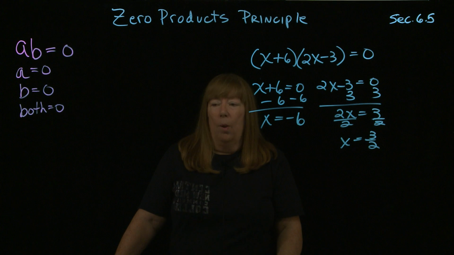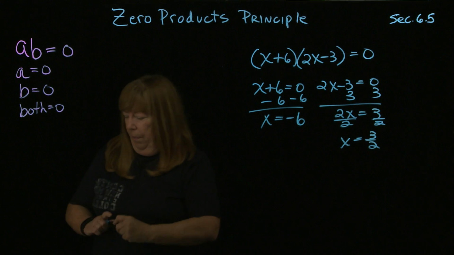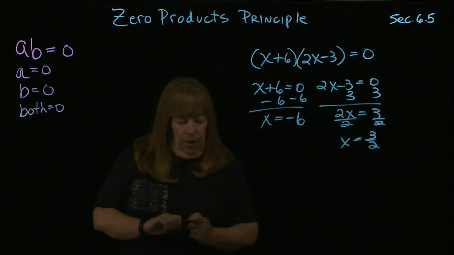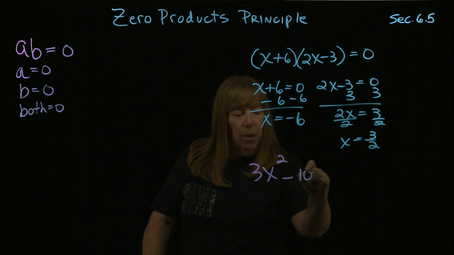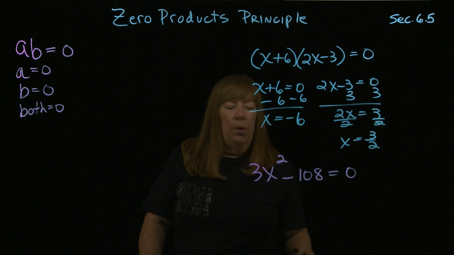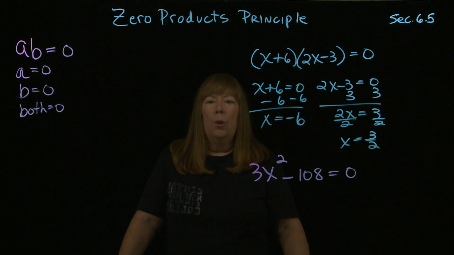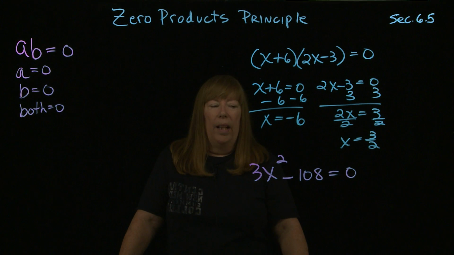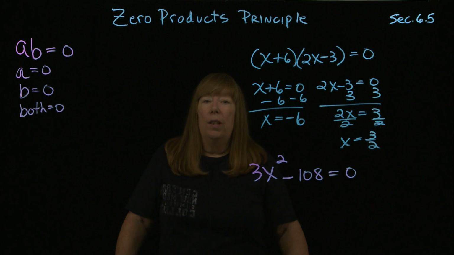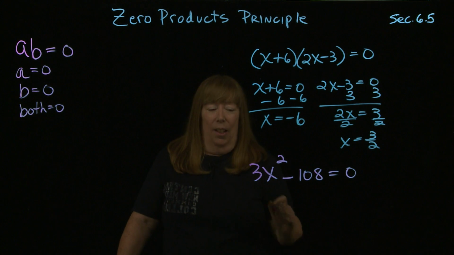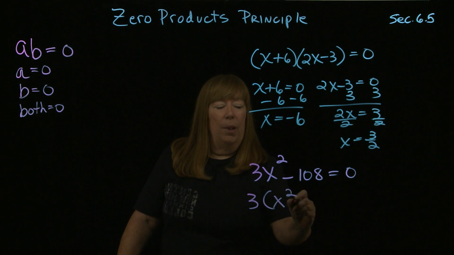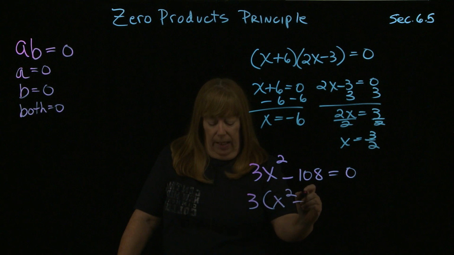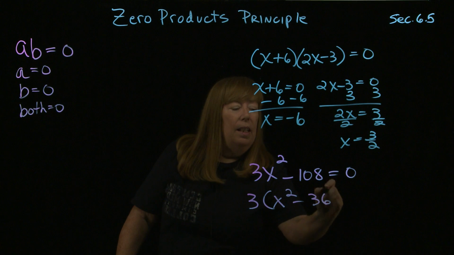Let's try a little tougher one. This one's example 4. 3x squared minus 108 equals 0. Well, remember the first part of factoring is always to look for a GCF, and there is one. Do you see it? That's right, it's a 3. So if I take the 3 out, I'm going to have 3 times the quantity, x squared minus 36 equals 0.